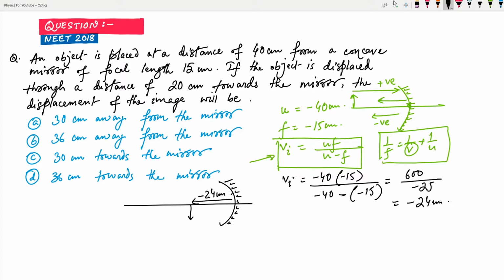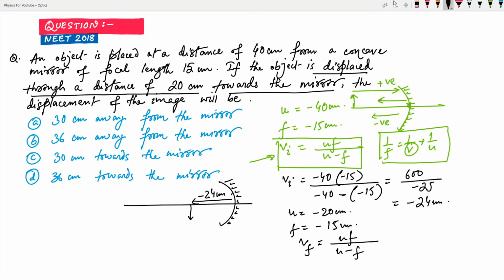Now the question says that the object is displaced through a distance of 20 cm towards the mirror. If it is displaced towards the mirror by 20 cm, therefore u now becomes minus 20 cm. The focal length will not change, it is constant, minus 15 cm. So v final, the final position of the image, will be, again using the formula uf divided by u minus f, u is minus 20 multiplied by minus 15 divided by minus 20 minus of minus 15. If we solve this, then minus 20 multiplied by minus 15 will give us 300, divided by minus 20 minus of minus 15, which will give us minus 5.